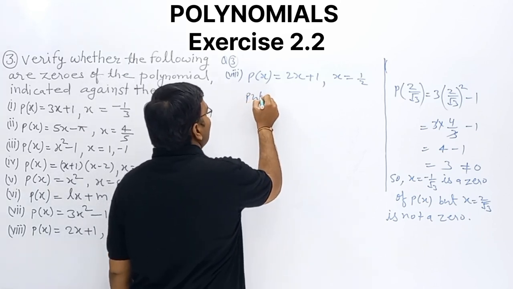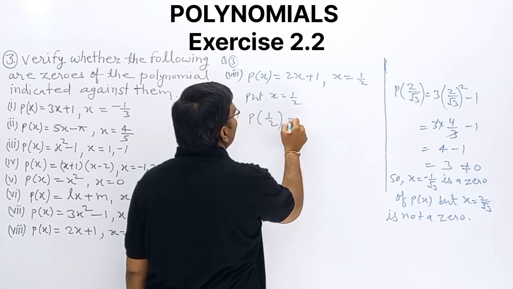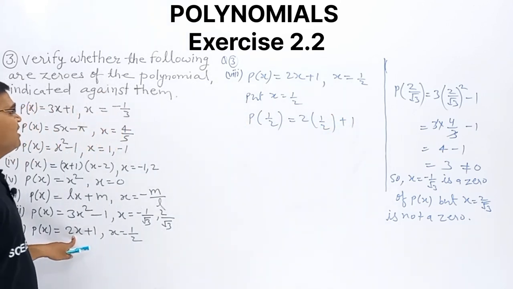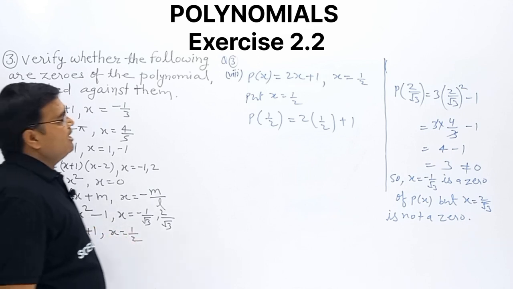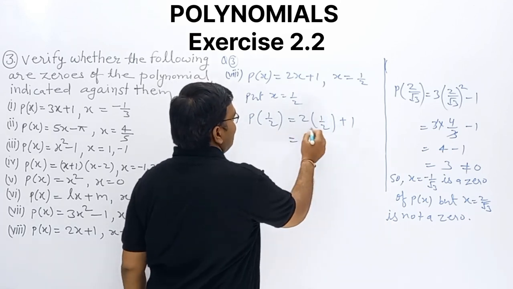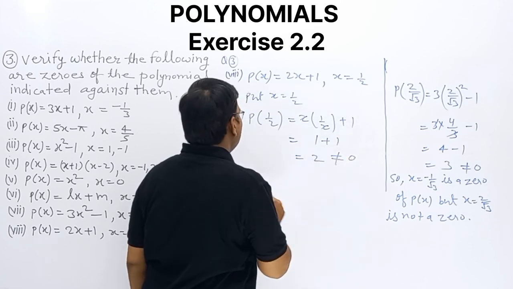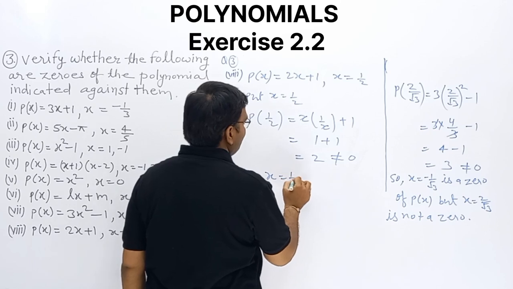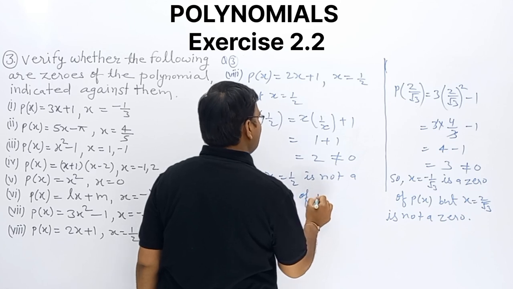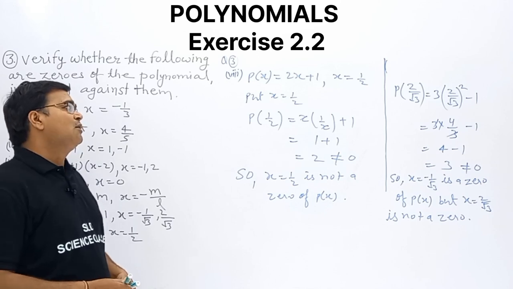Put x equal to 1 by 2 in this polynomial, then what are we getting? P of 1 by 2 equal to 2 into 1 by 2 plus 1. Observe carefully. 2x plus 1, x equal to 1 by 2. Solving this, what are we getting? 1 plus 1, 2, and 2 is not equal to 0. So what can we say? X equal to 1 by 2 is not a 0 of the given polynomial.